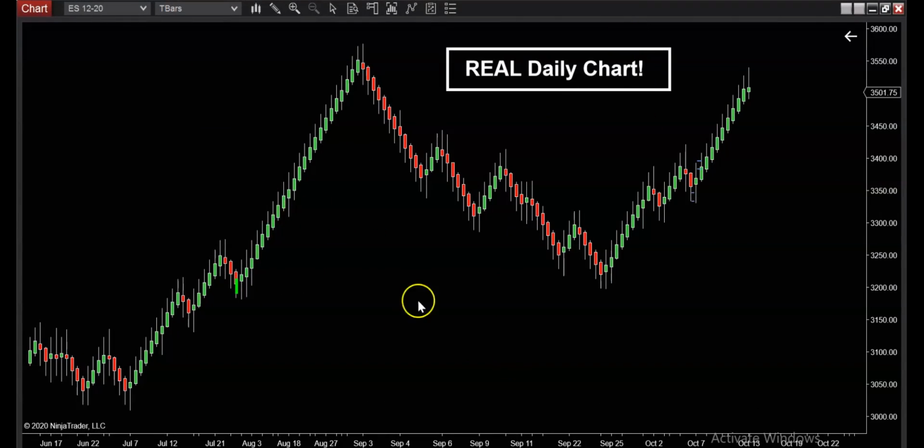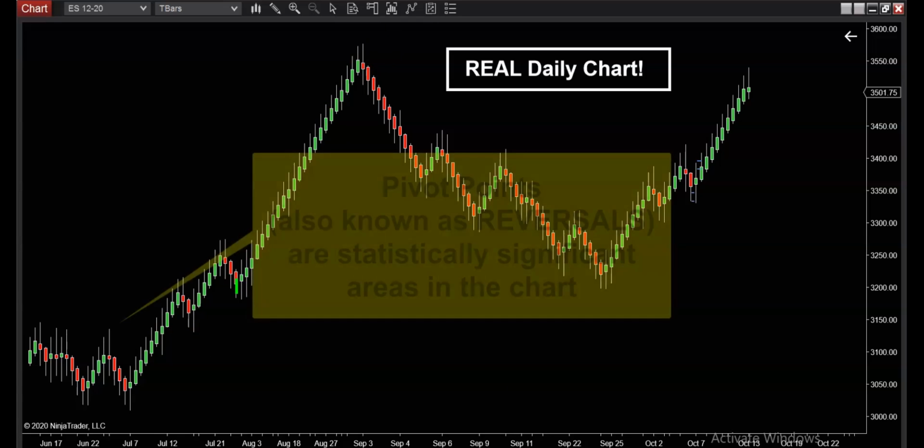This is a real daily chart. This is what I like to call a price action chart, where the price is organized in a very neat fashion, but more importantly, it clearly illustrates for you all of these pivot points, right? All of these pivot points here, and these are statistically significant areas in the market, guys. You gotta pay attention to pivot points.